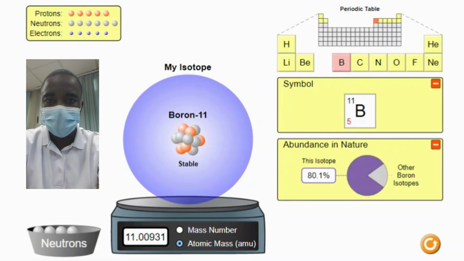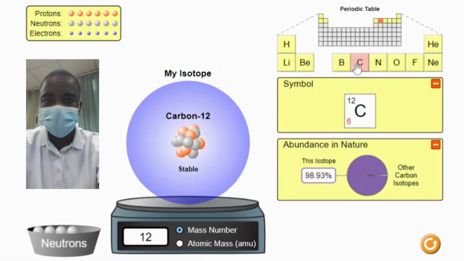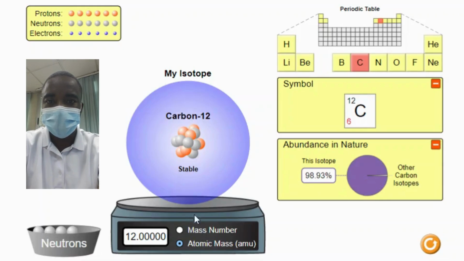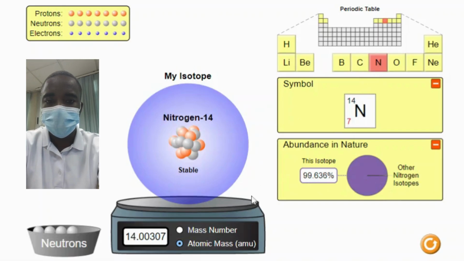The simulation also allows students to investigate the relative abundance of isotopes. Relative abundance is the proportion of each isotope in a mixture of isotopes of the same element. By adjusting the relative abundance of different isotopes, students can observe how the average atomic mass of the mixture changes. This feature helps students understand the concept of relative abundance and its importance in determining the average atomic mass of an element.